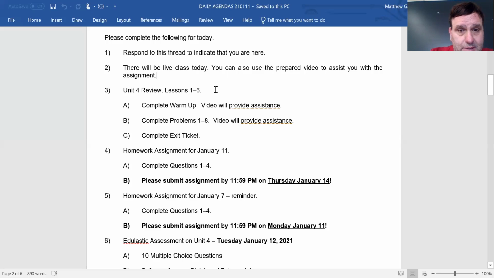There are 10 questions on this. The warm-up and the exit tickets still have to do with division because that's the main topic right now. Problems 1 through 8 will review equation solving. I'm going to provide video assistance, kind of like an answer key as we go through each question, so I'll be stopping and going.